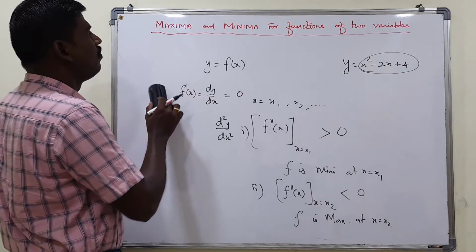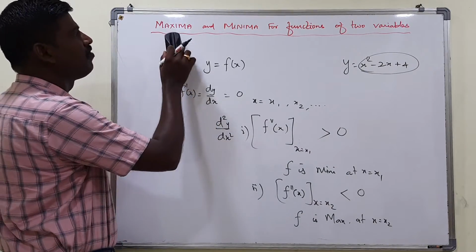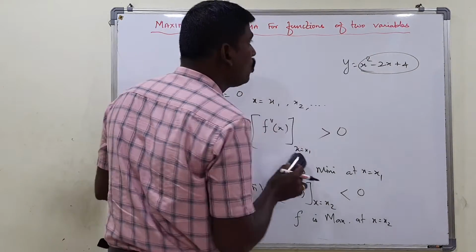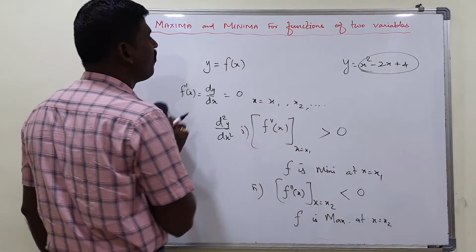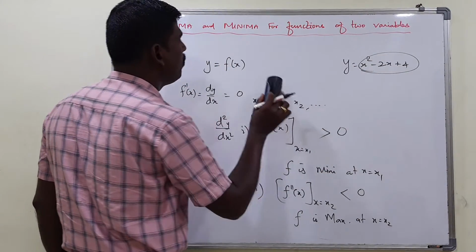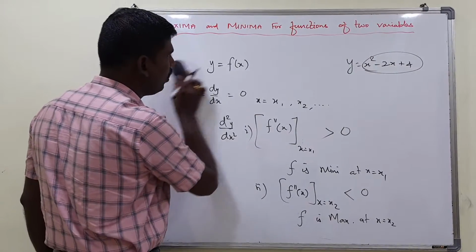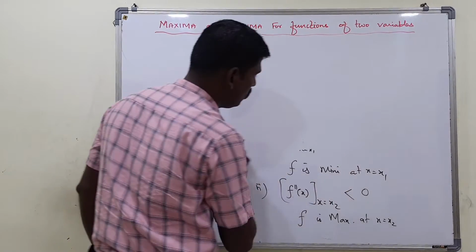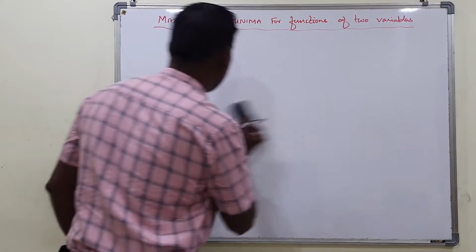Now we are going to study the same concept of maxima and minima for a function of two variables. Only the difference is in the number of variables. Here we use two variables, there we use only one variable, right? That's all. Now let us go to the concepts.